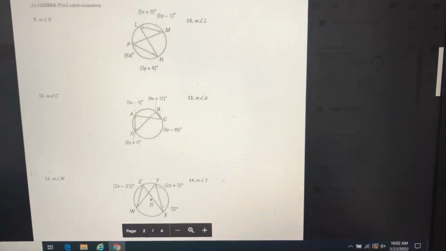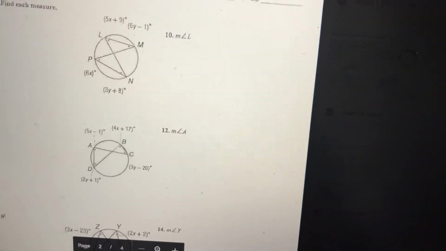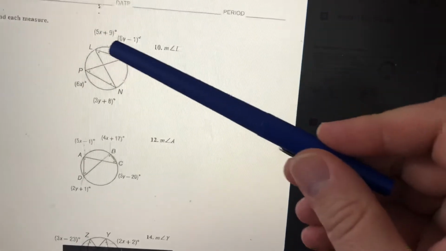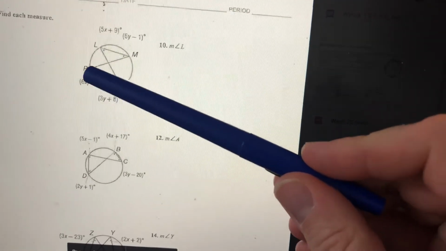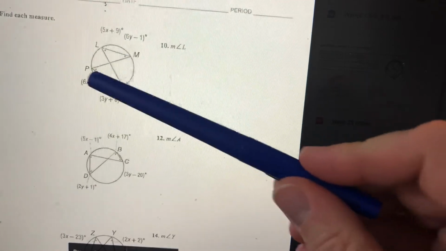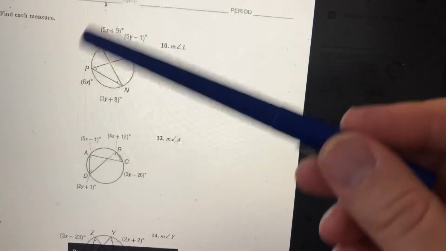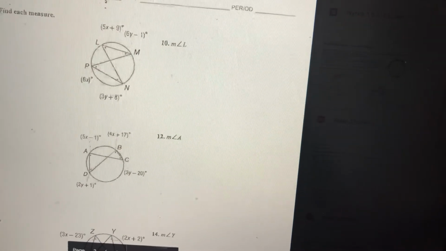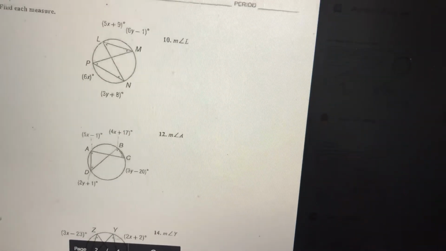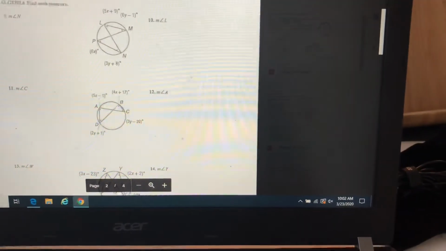As we go down to the next assignment, on this one, if you have two angles that intercept the exact same arc, they're going to be the same. So this angle for L opens up to M and N. And this angle for P also opens up to M and N. So those two angles are going to be exactly the same. So 5x plus 9 is equal to 6x. That means that x is equal to 9. And both of those would be 54. So you know, when you get questions like that, you can kind of look, you can kind of set them equal.